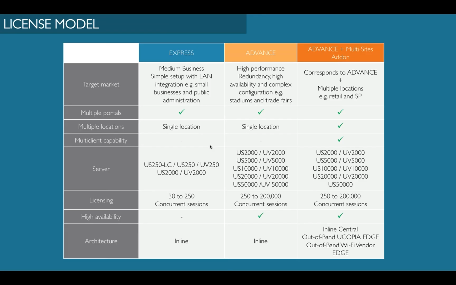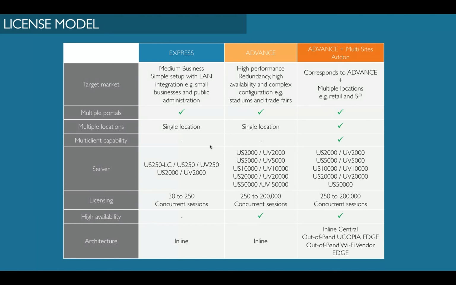Thank you, Dean. This license model is different compared to Smart Wi-Fi. In Smart Wi-Fi, we talked about access points. In this license model, we are talking about concurrent sessions. One session is 1 megabyte. We provide different types of licenses, for example, Express, Advanced, then Advanced plus multi-site add-on.